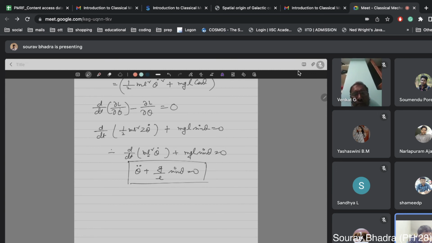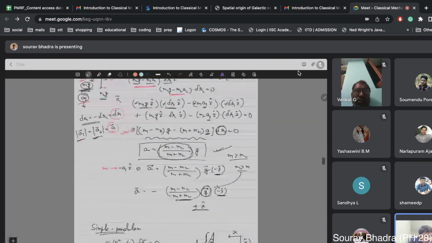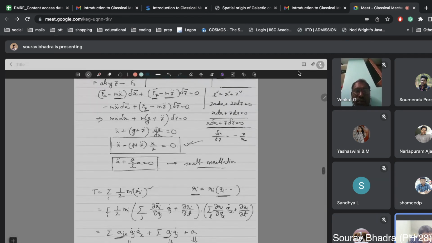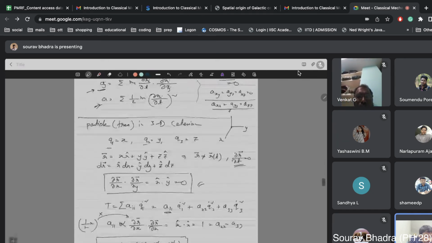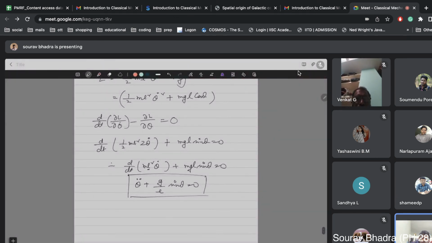So this theta double dot plus g by L sin theta equals 0, we have also calculated using D'Alembert's principle. Here we have not written it in terms of theta, here we have written it in terms of x double dot, but the equations are the same for the two methods. Okay, so these are some simple problems on the Lagrangian method.